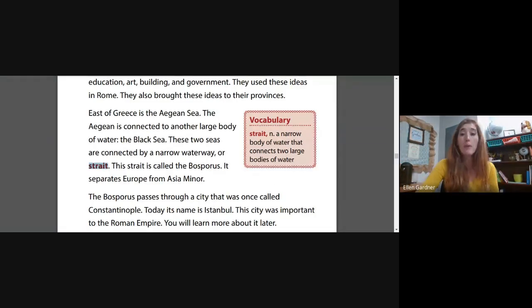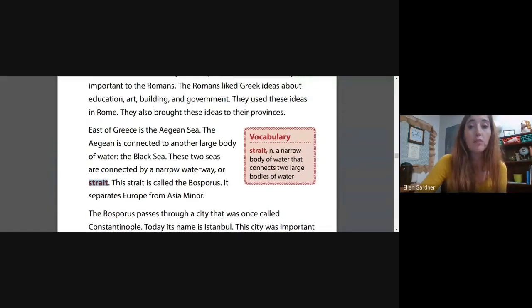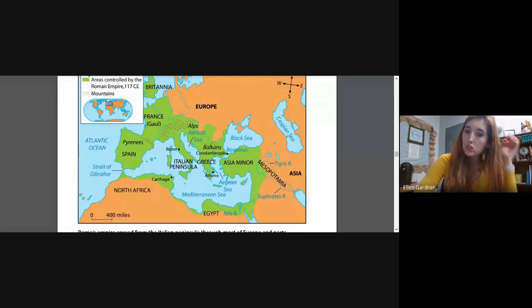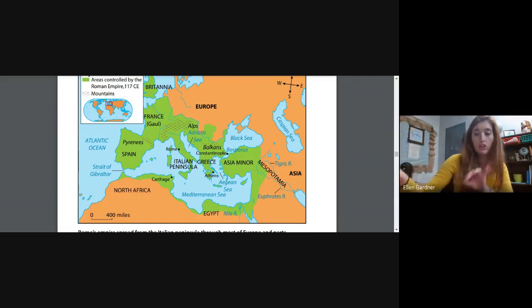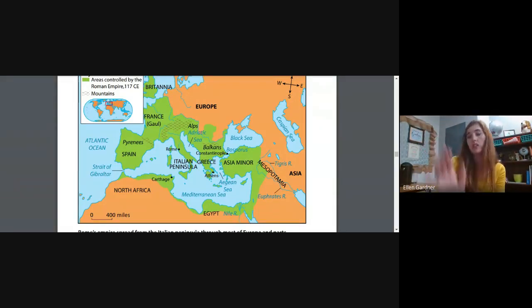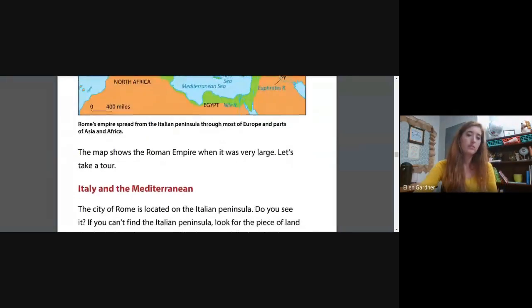This strait is called Bosphorus. It separates Europe from Asia Minor. So the Bosphorus Strait is right here, connecting the Aegean Sea and the Black Sea. This separates also Asia Minor from Europe, because the land of Asia and Europe is connected in most places. And so there's this as more of a clear line to separate the two continents.